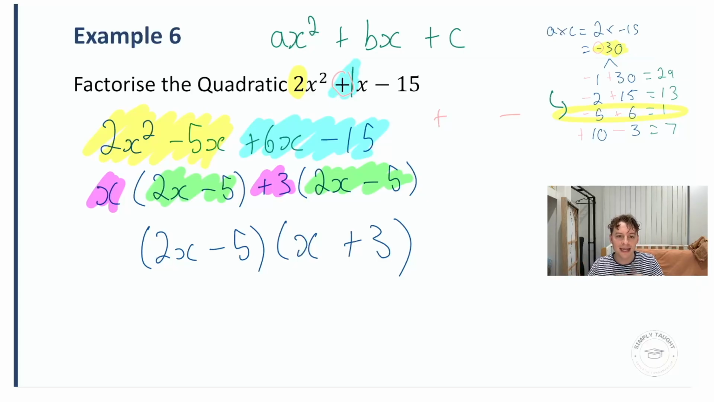This is how we can factorize any quadratic, no matter how hard it is. A times C, factor list, identify your pair, rewrite your quadratic with those two numbers now in the middle, common factor for the first two terms, common factor for the second two terms. You will always get a common bracket if the quadratic is factorizable, and then you have your answer.